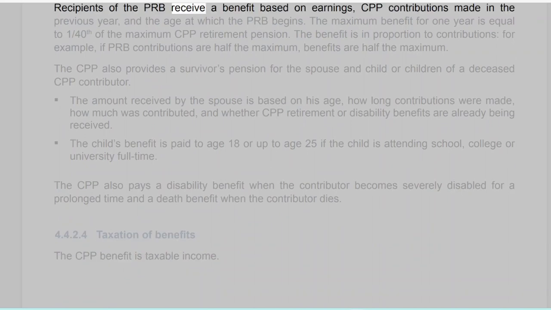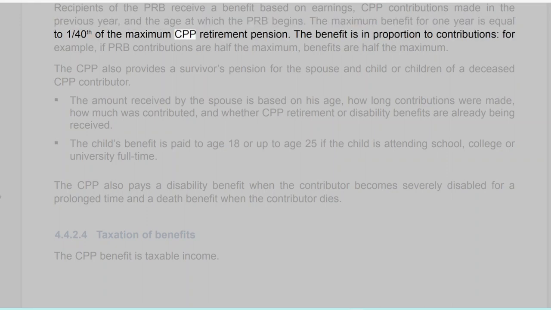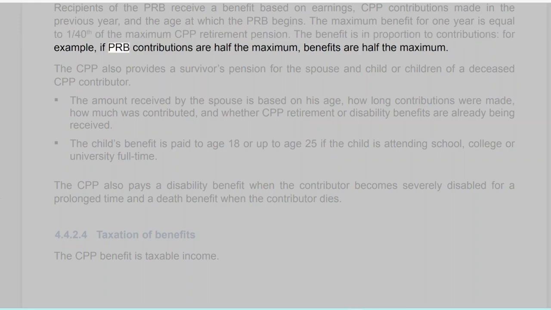Recipients of the PRB receive a benefit based on earnings, CPP contributions made in the previous year, and the age at which the PRB begins. The maximum benefit for 1 year is equal to 1/40th of the maximum CPP retirement pension. The benefit is in proportion to contributions. For example, if PRB contributions are half the maximum, benefits are half the maximum.